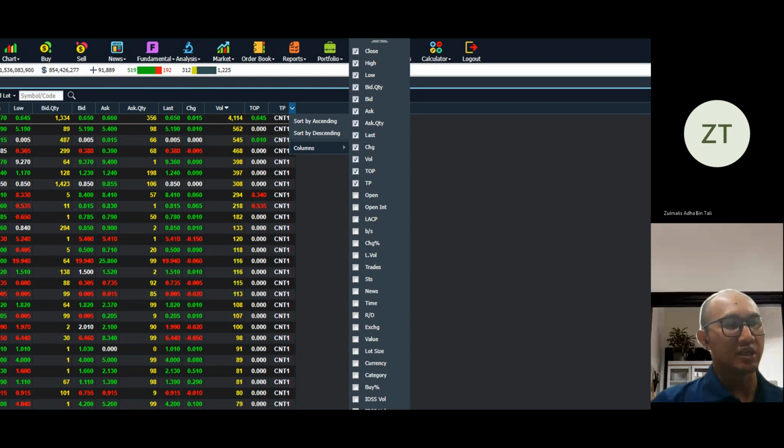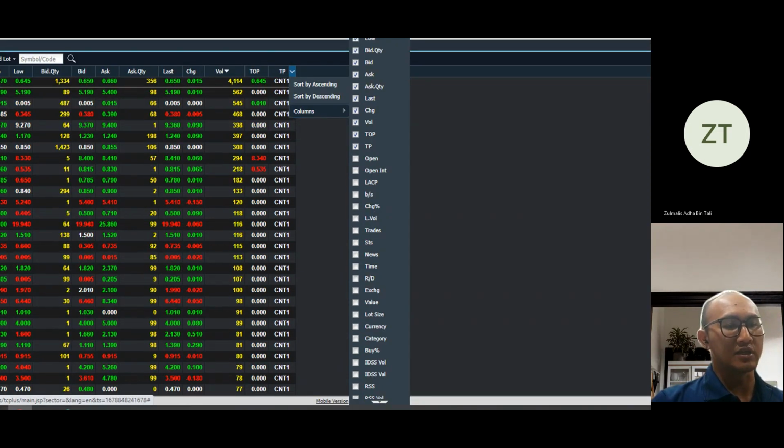I just want to point out that you can add IDSS volume and IDSS value. It shows what counters are doing short selling right now. This is basically intraday short selling volume only. Intraday short selling means you can short any counter in the morning. Let's say if the market is quite bearish, you can short any allowed stocks, not all.